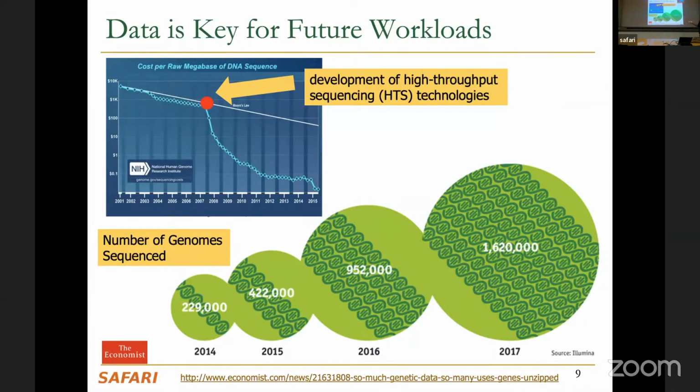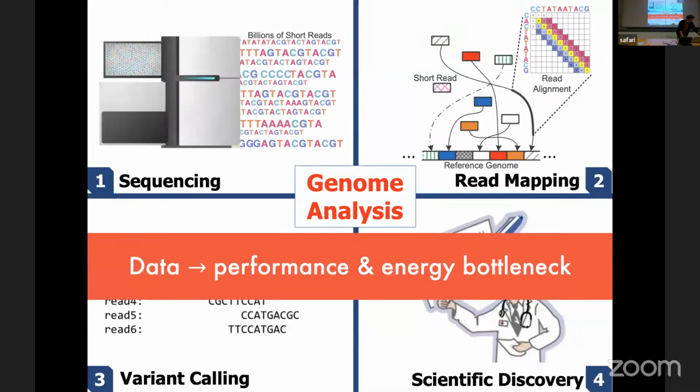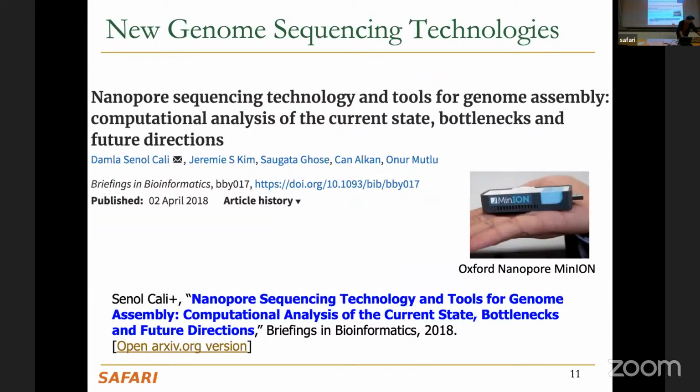And based on that, the number of genome sequences has increased a lot. If you look at this plot, for example, in just 3 years we see an increase by 8 times. So it's increasing very fast, essentially at an exponential rate. Also in genome analysis, data leads to performance and energy bottlenecks.